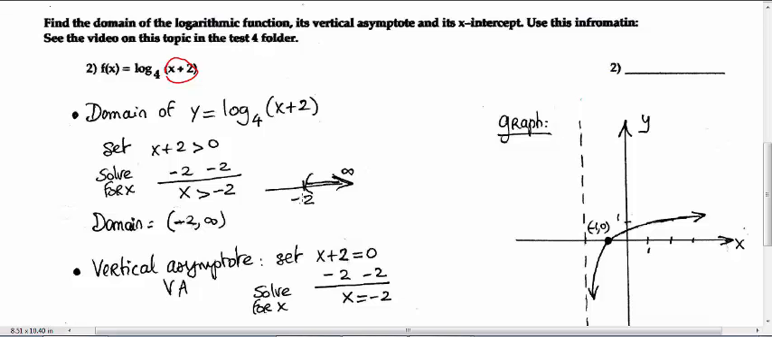Use a number line to go ahead and draw what it looks like, and write your final answer in interval notation as -2 in parentheses, comma, infinity. Of course, infinity gets a parenthesis. So this is the domain.